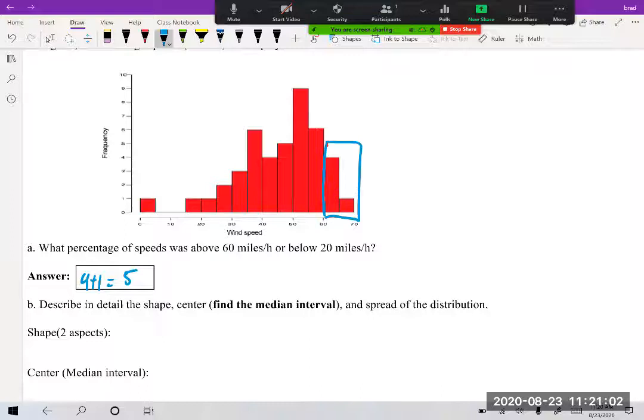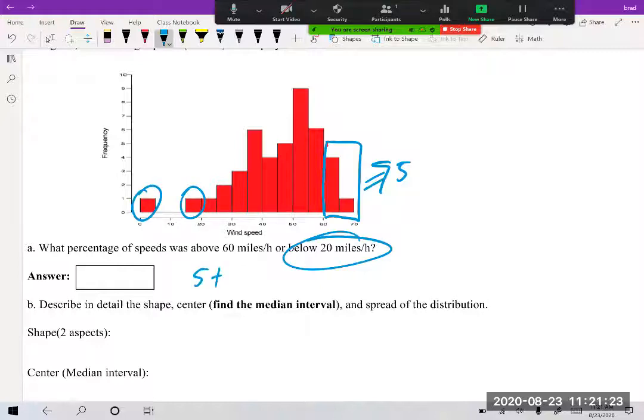Now it says what percentage of speeds was above 60 miles per hour or below 20. So never mind, I made a mistake. All we did is we found that there are 5 here that's above 60, but we also need to find how many are below 20. Well, that would be this one and this one. So that would be 5 plus 2, which is equal to 7.